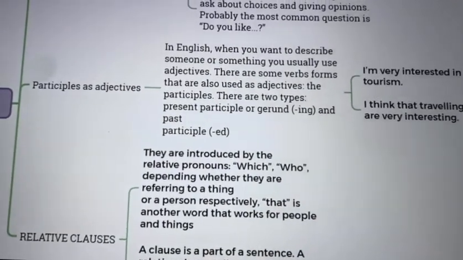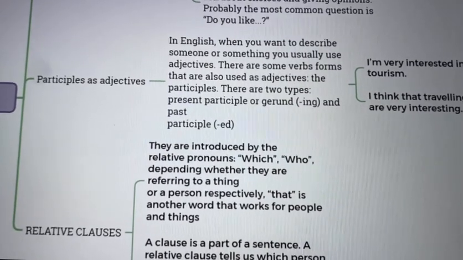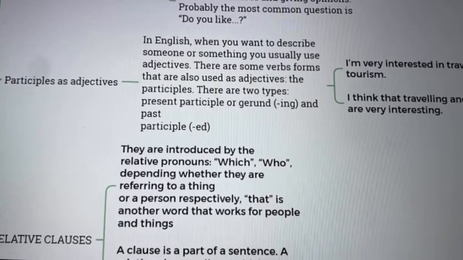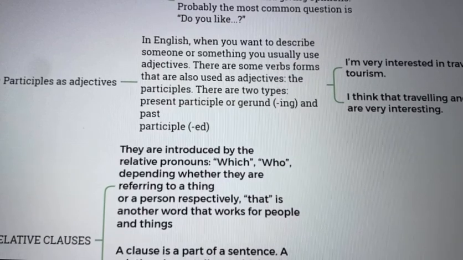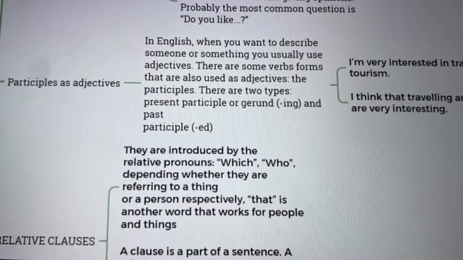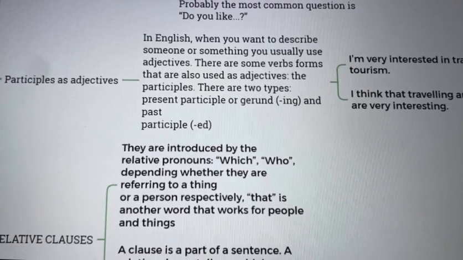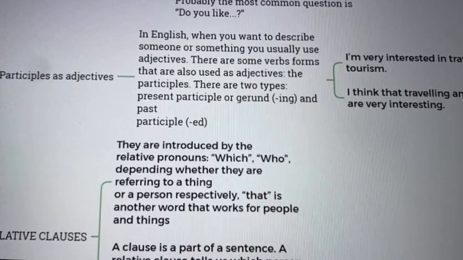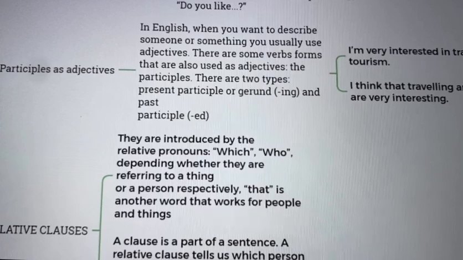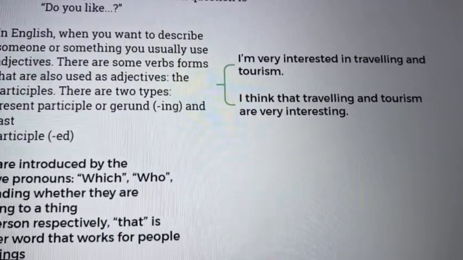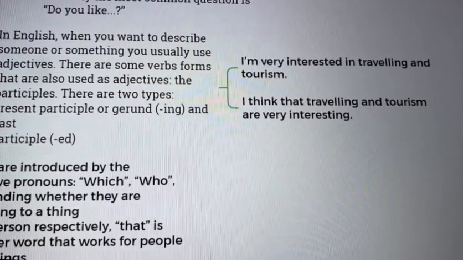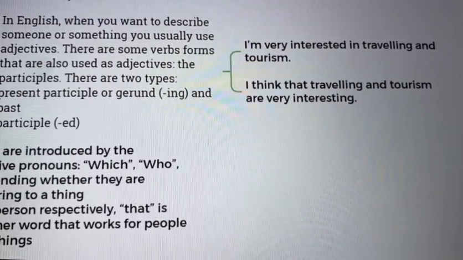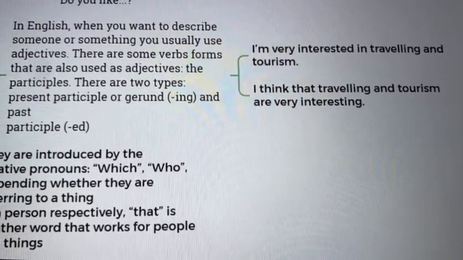Participles as adjectives. In English, when you want to describe someone or something, you usually use adjectives. There are some verb forms that are also used as adjectives. The participles, there are two types: present participle or gerund, ing, and past participle, ed. For example, I am very interested in traveling and tourism. And I think that traveling and tourism are very interesting.